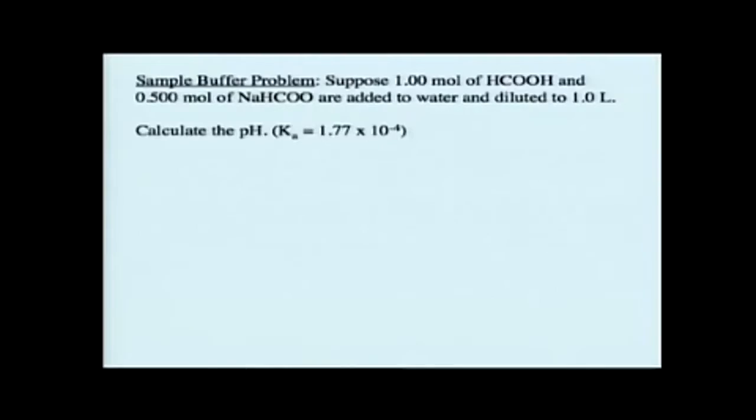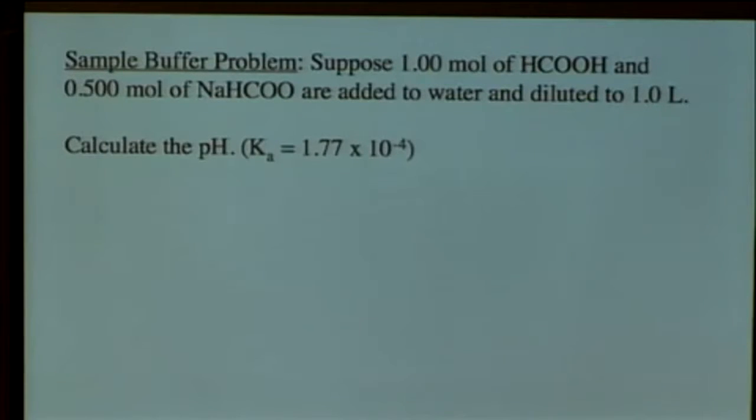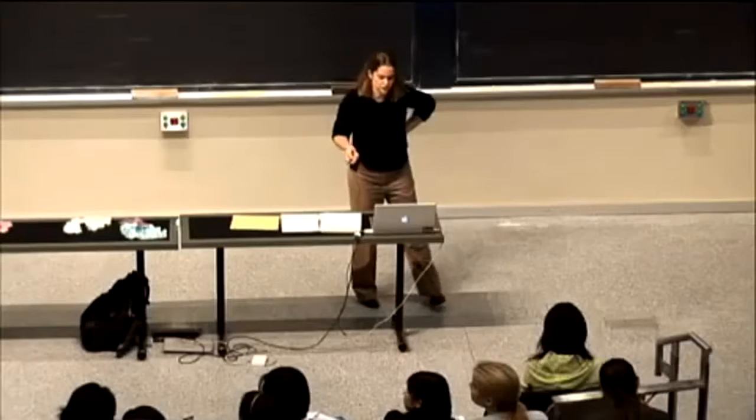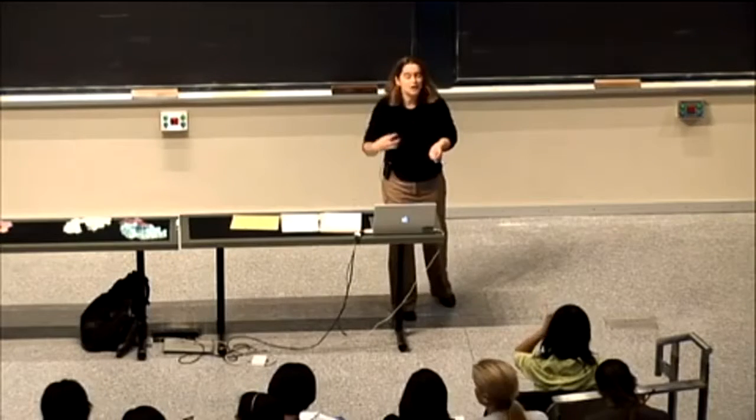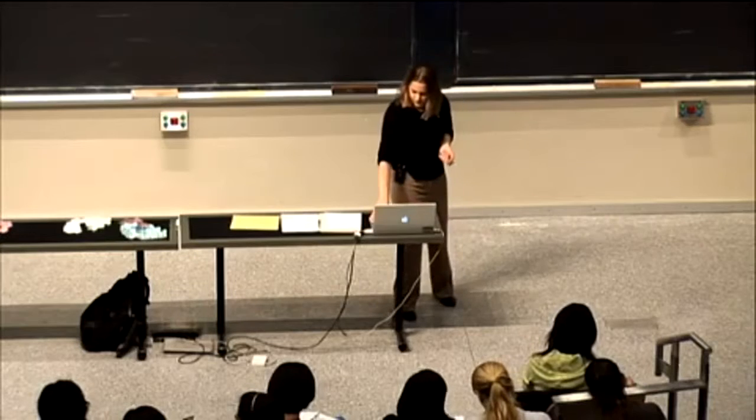All right, suppose we have 0.1 moles of an acid and 0.5 moles of its conjugate base added in the form of a salt. And so they're put into water and diluted to 1 liter. And you're given information about the Ka of the acid, 1.77 times 10 to the minus 4. And you're asked to calculate the pH. So what do you do?